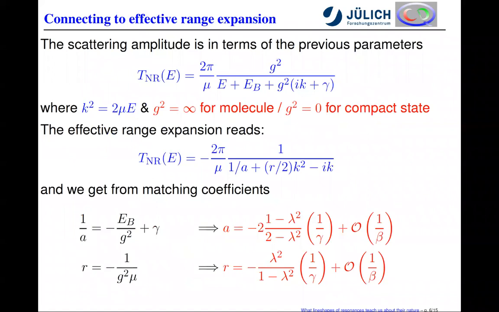Okay, now let me make the contact to the effective range parameters. One way to start is to express the scattering amplitude directly in terms of the binding energy and the coupling, as I had before. That's how the scattering amplitude reads. To remind you, this is again the unrenormalized coupling. So g square gets infinite for a molecule and 0 for a compact state. Now we can compare this expression to the effective range expansion. We can directly read off the relations between a and r and lambda square and gamma. Those are the relations you've seen already in several talks today. And the corrections to both expressions scale with the range of forces, which can be identified in most cases with 1 over beta, where beta is the lightest exchange particle.